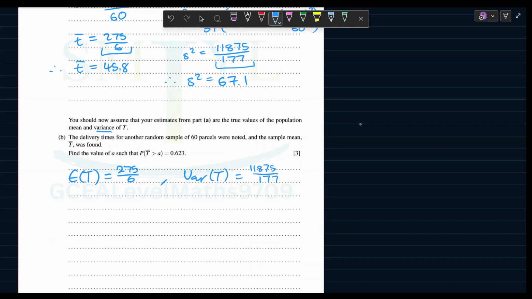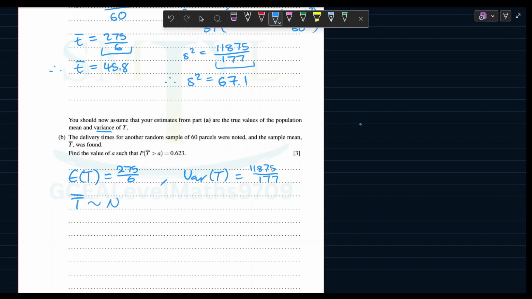And then part B goes on to say the delivery times for another random sample of 60 parcels were noted and the sample mean T bar was found. Find the value of a such that the probability that T bar is greater than a is 0.623. Alright, so T bar, that's the sample mean for 60 parcels.